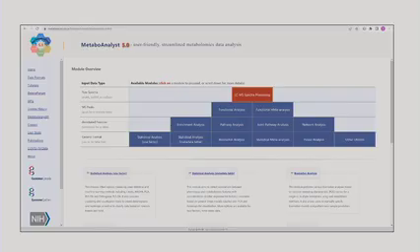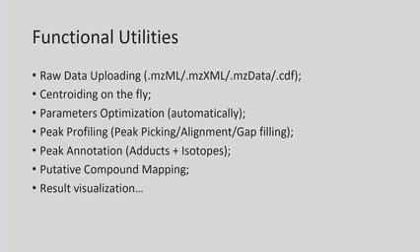You can use the URL and go to the home page by clicking Start Here. You will find this module page. The first module listed on the top of this page is LC-MS spectral processing. This is the module we are going to demo a little bit later. In this module, we include a lot of functional utilities, including raw data uploading. We allow users to upload mzML, mzXML, mzData, and CDF. These are the four most commonly used open source data formats.